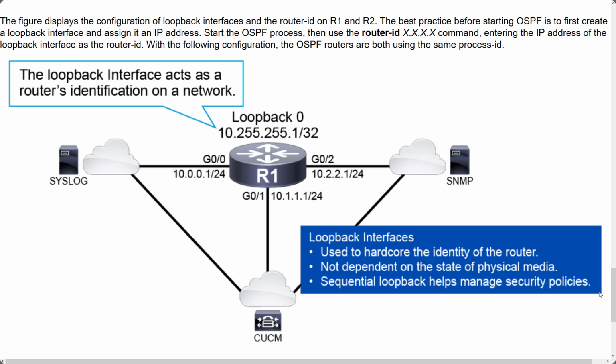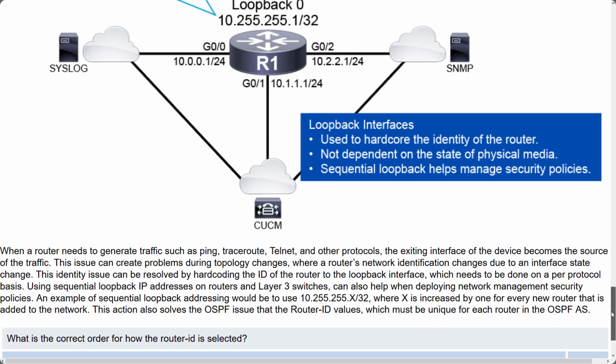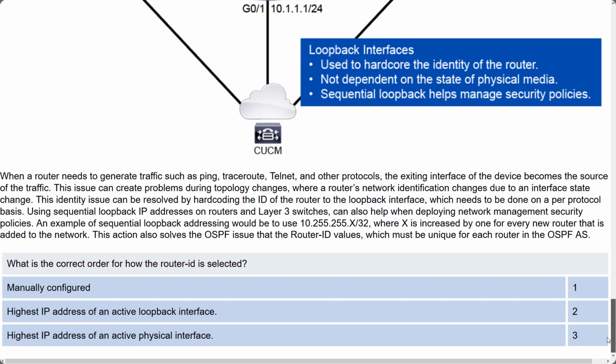In this diagram, we're seeing a configuration of loopback interfaces, and the router ID is being selected based on that. They're really hammering that point home, I guess. So they mentioned it a couple of times.